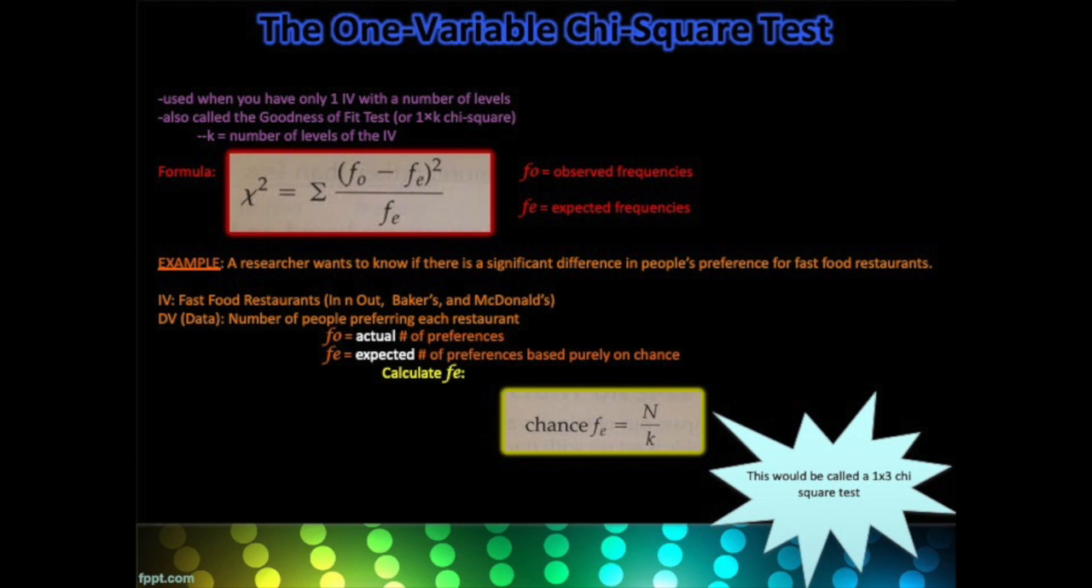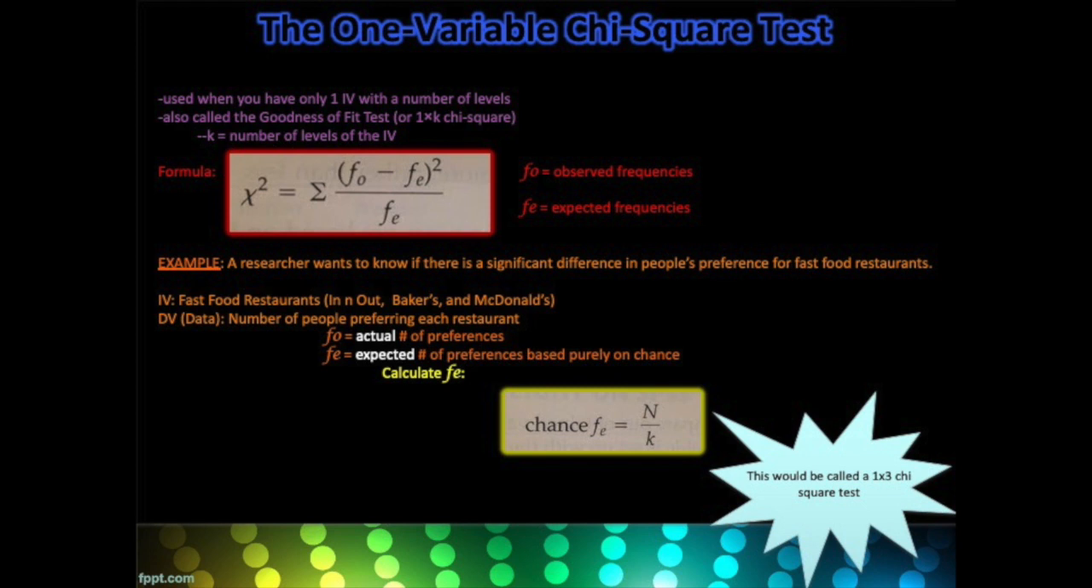Okay, so the first chi-square we're going to learn is the one variable chi-square. And it is called a one variable chi-square because you use it when you only have one independent variable, but that one independent variable has a number of levels. This one variable chi-square test is also called the goodness of fit test, or a 1 by k, k representing the number of levels you have. So a 1 by k chi-square.